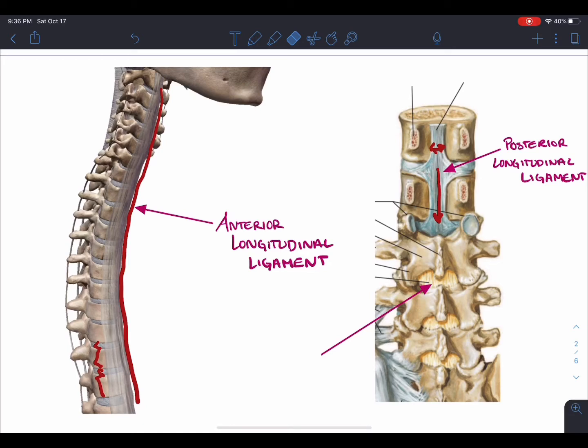Also found within the vertebral column is the ligamenta flava, shown here, which is a yellow, fibrous, elastic ligament which connects one vertebral lamina to the next. This tissue protects the vertebral column from flexion, thereby supporting and preventing injury to the intervertebral discs.